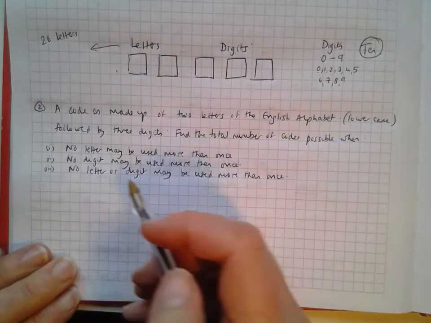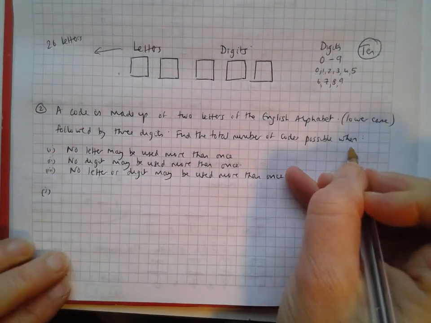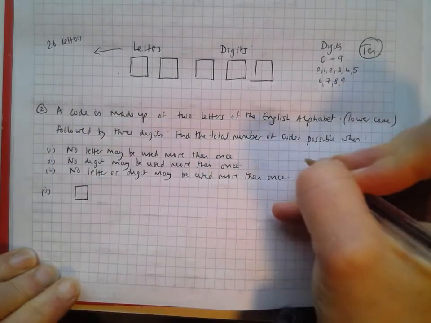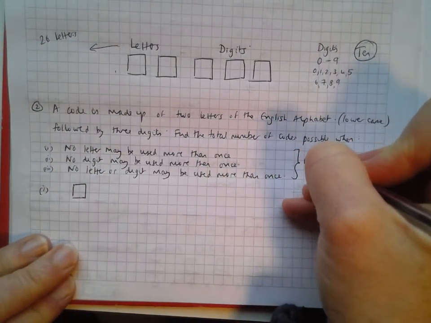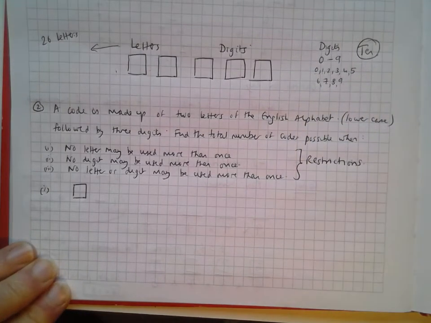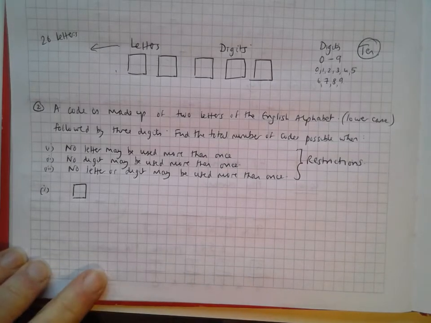So I'm going to work down here, because it says find the total number of codes possible when no letter may be used more than once. So the first thing, these are called restrictions. They're saying we want you to do this, but you have to do this. Okay, we want you to make this number of words, but you have to bear this in mind.